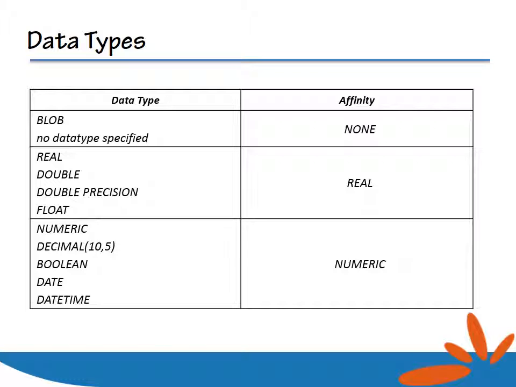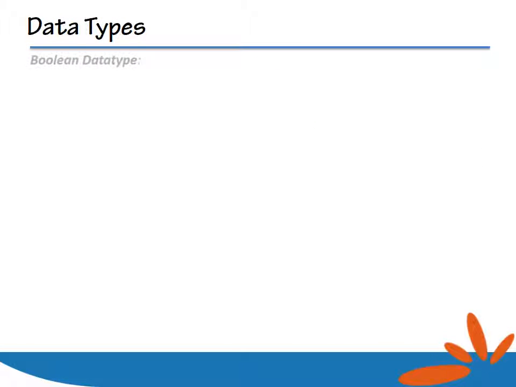In the boolean data type, SQLite does not have a separate boolean class or storage class. Instead, the boolean values are stored as integers, for example, 0 for false and 1 for true.